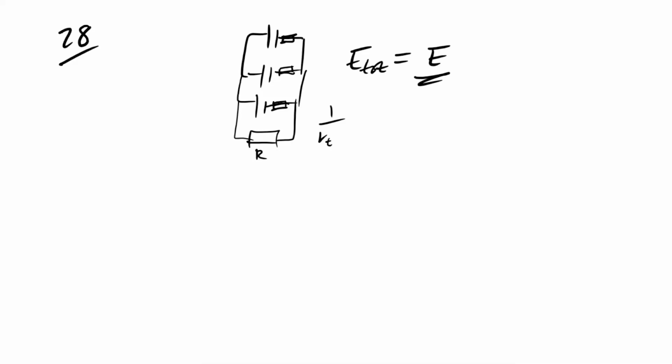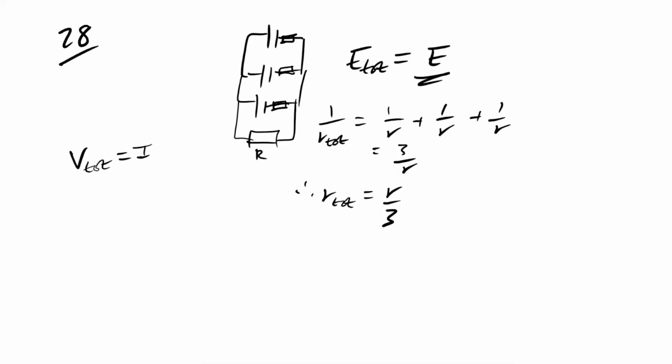So we can say 1 over little r total is equal to 1 over r plus 1 over r plus 1 over r. So basically equal to 3 over r. So that means that we have the total internal resistance of all 3 of these is r over 3. And then you might be tempted to go for the internal resistance equation, EMF, but at the end of the day, if we're looking for the total current and we've got this complicated setup, it is just V equals IR just for the total values.